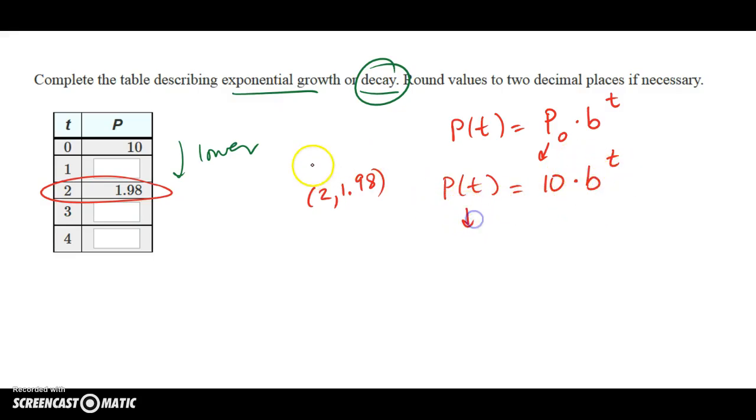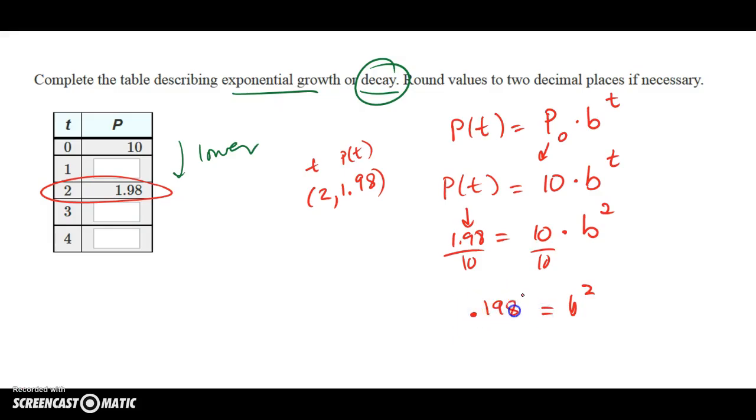So P of t, this is my t, this is the corresponding P of t. P of t is 1.98. B is the one I don't know. I'm trying to find the decay factor. And I do know that the t value here is 2. So now I have a quadratic equation with b being the unknown, so I'll divide both sides by 10. So b squared equals 0.198, and then I'm going to take the square root of both sides to find b.